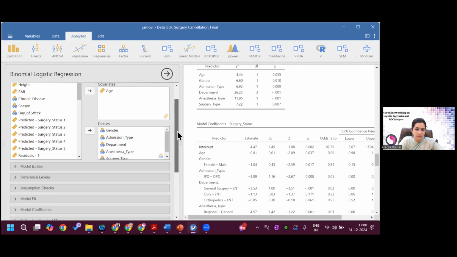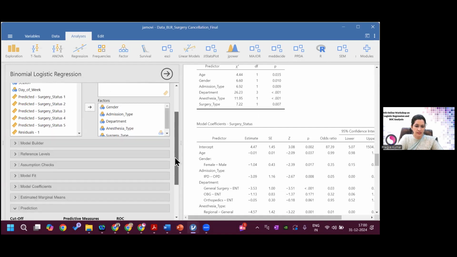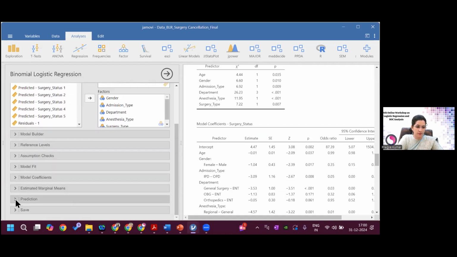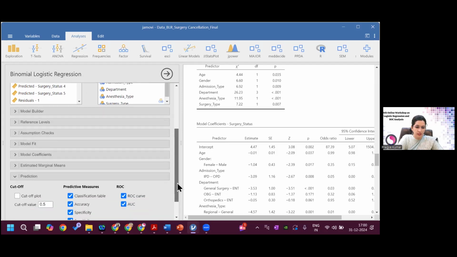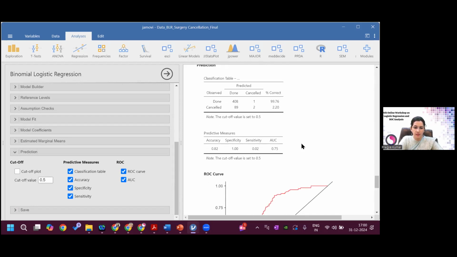So this is my equation of the binary logistic regression analysis. In this, if you come down, you see that there is something known as the prediction under this option. So there are various predictive measures in ROC. Here, at 0.5, I can click all these: classification table, accuracy, ROC and AUC, and I can just see what is the result.